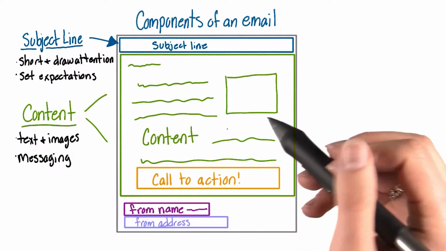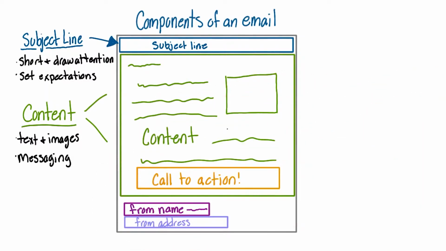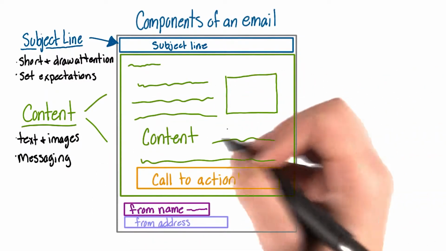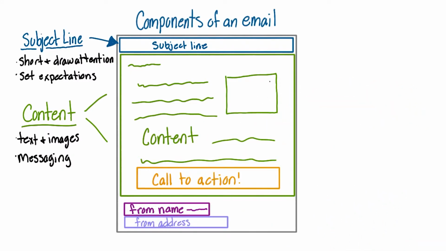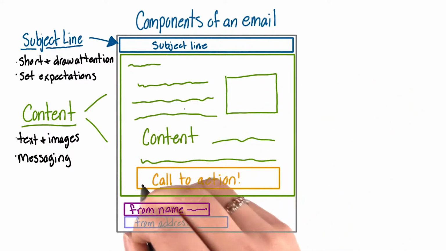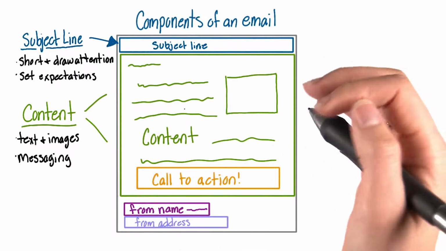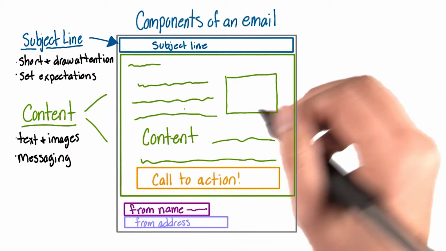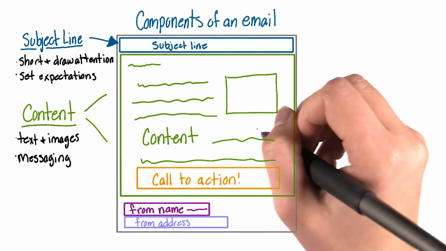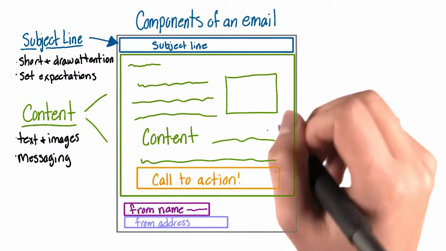Next, we have the content. The content is the main piece of the email. It's likely to contain some combination of text and images, depending on your chosen layout. You're going to want to find the right layout and the right type of content to achieve your goals for each particular email. And this is where your messaging is showcased. So be sure to use a consistent tone.